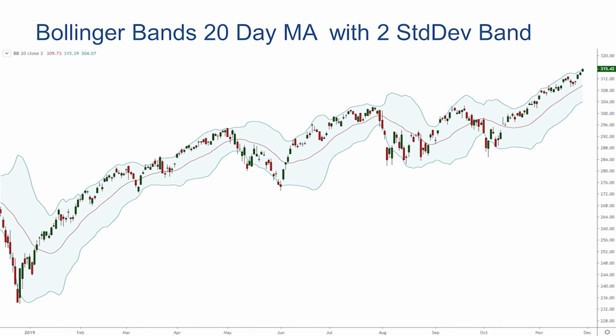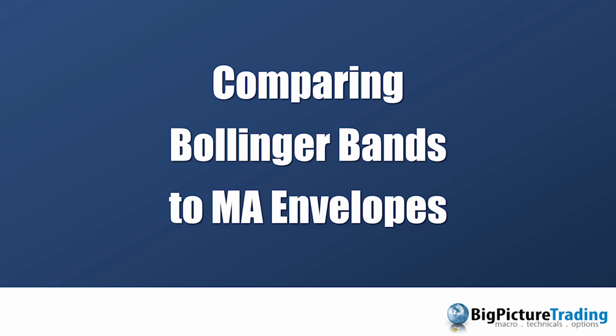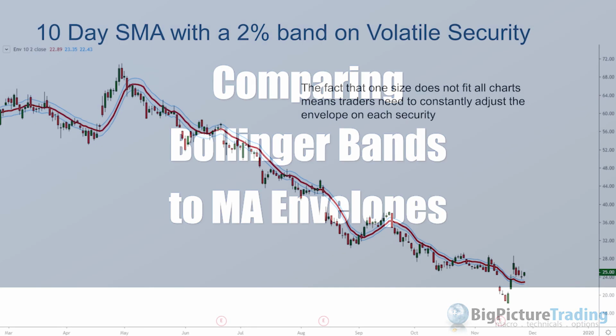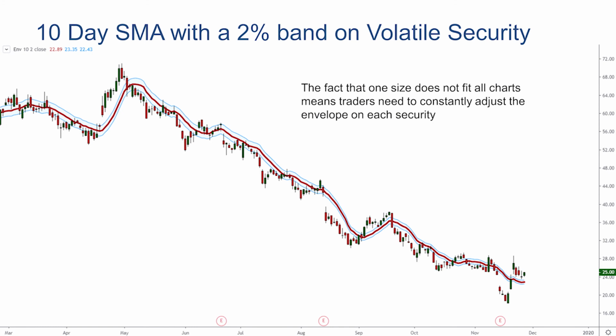And so what I want to look at here is comparing Bollinger Bands to those moving average envelopes. Going back to that cannabis stock I was referencing earlier, notice that using a 10-period moving average with a 2% band was completely a wrong fit. You'd have to mess around with the settings to discover the right fit with the envelopes.